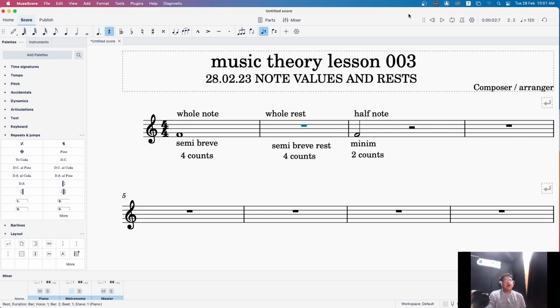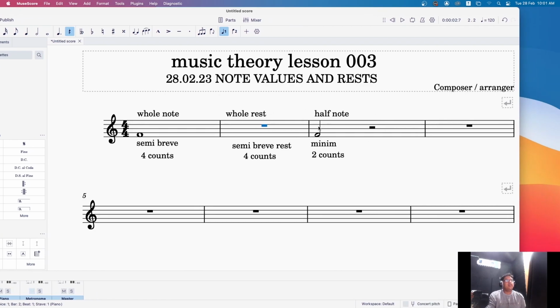Next to this is the half note. As I told earlier, this is also called minim. And this here is called minim rest. We can also call this half note rest. It is the same, about 2 counts.